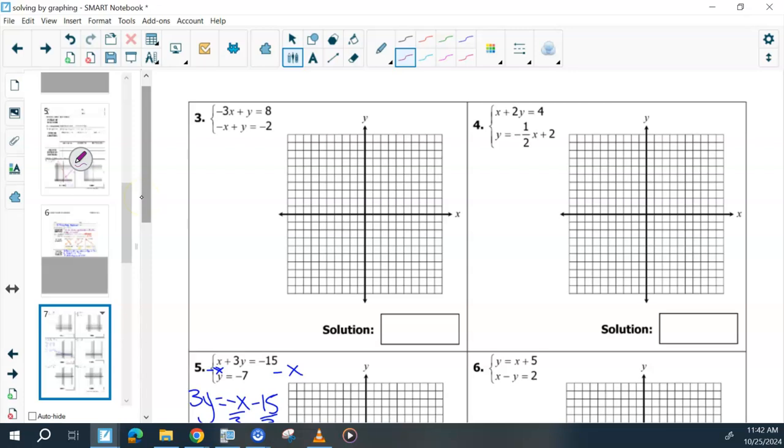Okay. In number 4, let's solve this first one, and then we'll look at it and then graph it, and then you guys will practice. So to start solving this one, I would subtract x first. And divide everything by 2. So this is -1x, so this would be -1/2 x plus 2.